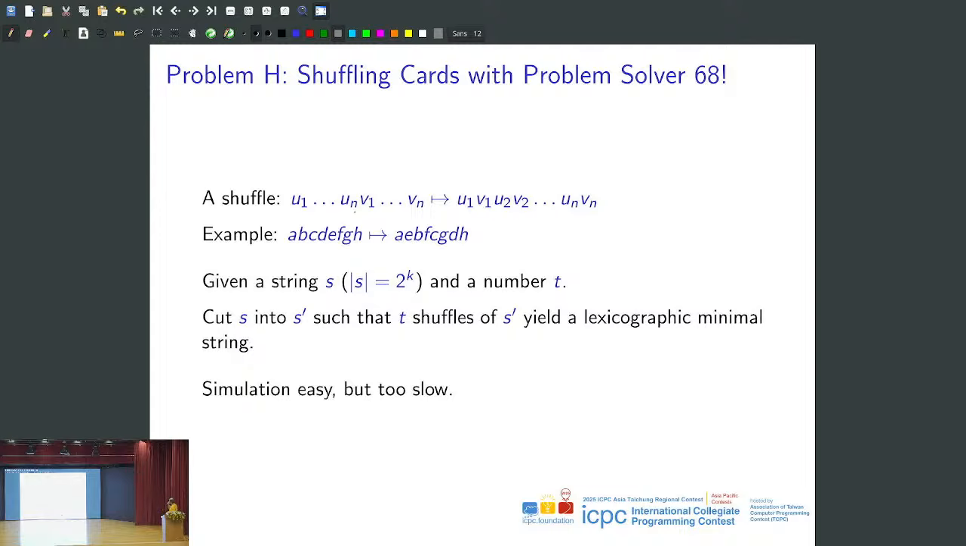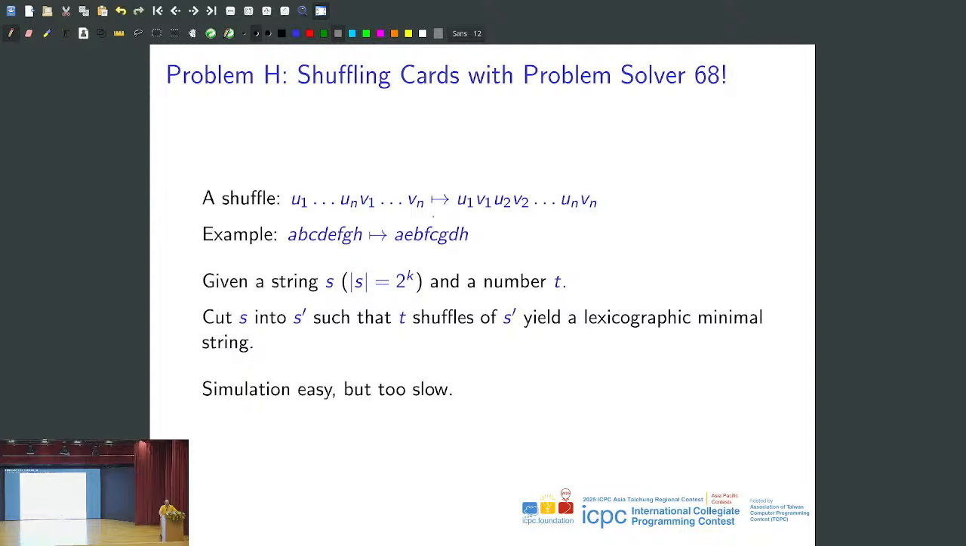Now we're getting to the very hard questions. Here, this was a card shuffling question. So a shuffle: you have this string of even length. You just take the first half and the second half, and then you shuffle it. Take the first from the first, and the first of the second together, and so on. So it's an example how this looks like. And in this task, the string length was a power of 2.